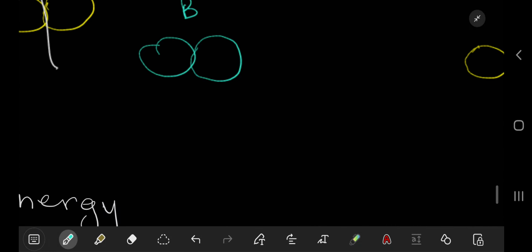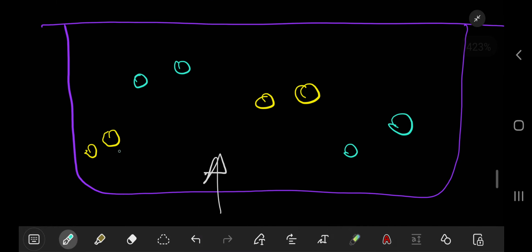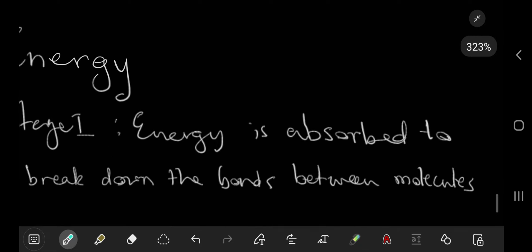Now at this stage, these atoms are very, very unstable, meaning that this particle wants to react, that particle wants to react, all of these particles want to react because they are very, very unstable. And at this stage, whereby these particles are very unstable, we call it the activated complex. So these particles are activated to take part in a chemical reaction, right?